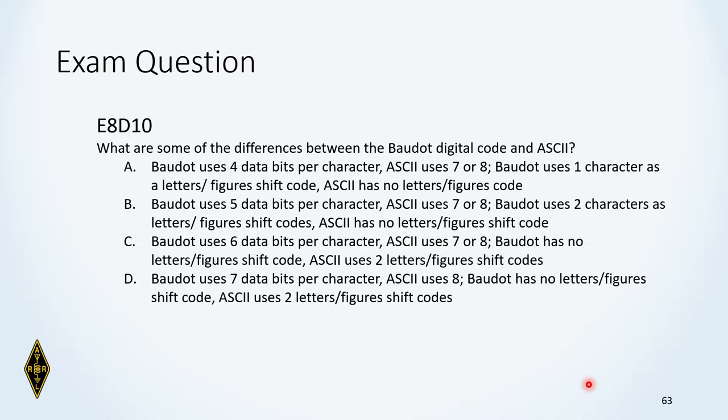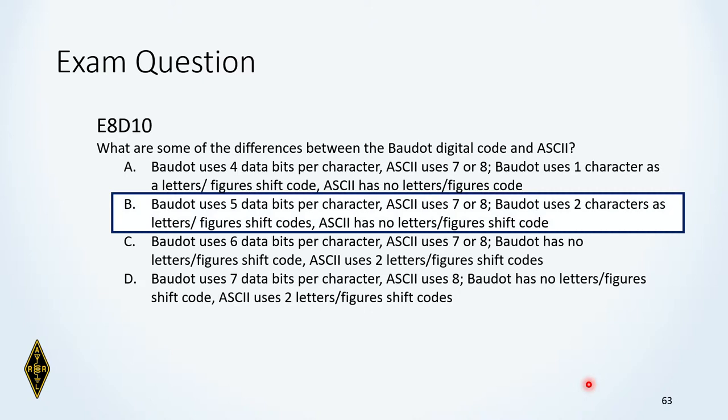What are some of the differences between Baudot digital code and ASCII? This one, if you can remember the magic number I gave you, you won't have to read all of this crazy text. That's why I wanted you to remember 5 data bits per character. Some of these other things come pretty close, but 5 is the key there.